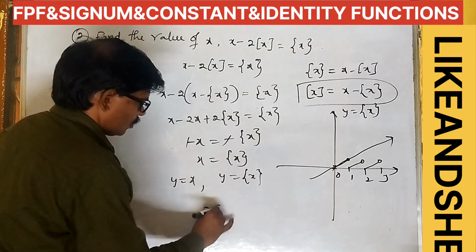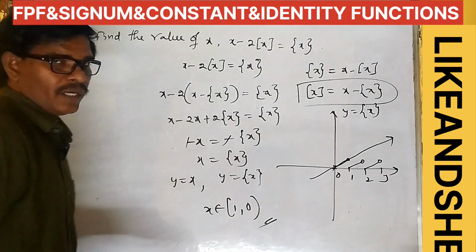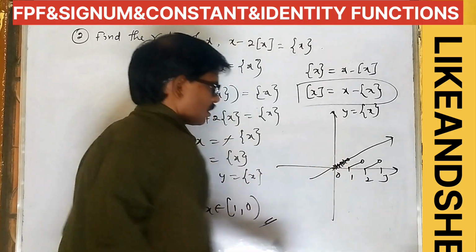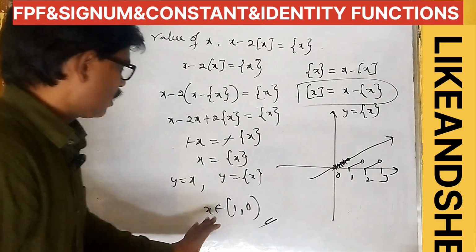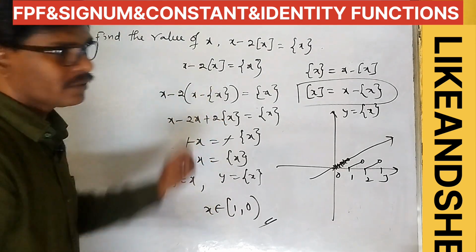x belongs to the closed interval from 1 to 0. Okay, these are the number of solutions. There are infinitely many solutions, lying between 1 and 0, the closed interval. This is our answer.